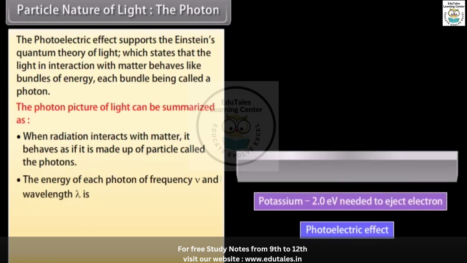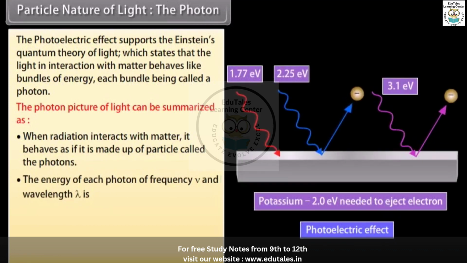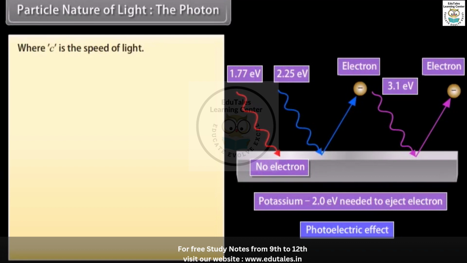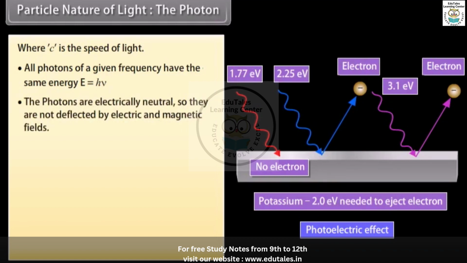The energy of each photon of frequency ν and wavelength λ is E as hν, which is equal to hc by λ. The momentum of a photon p is equal to hν by c, which equals h by λ, where c is the speed of light. All photons of a given frequency have the same energy E, which is equal to hν. The photons are electrically neutral, so they are not deflected by electric and magnetic fields.